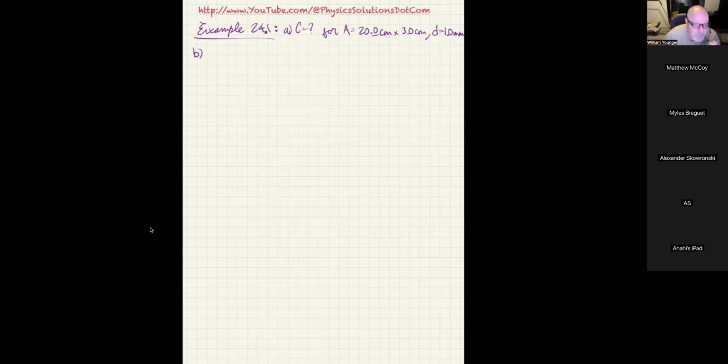For part B, it says, what is the charge on each plate if a 12-volt battery is connected across the two plates? So if V equals 12 volts, what is Q? And then for part C, they say estimate the area of a plate needed to make a capacitance of 1 farad. So if C equals 1.0 farad, what must A be? So there's our questions.